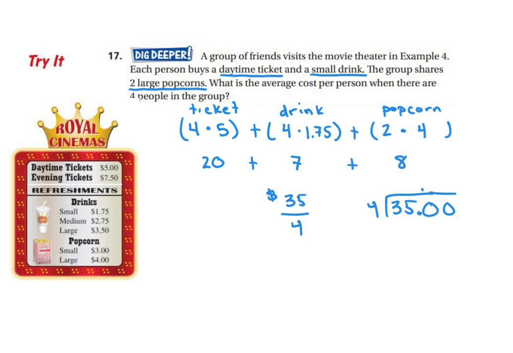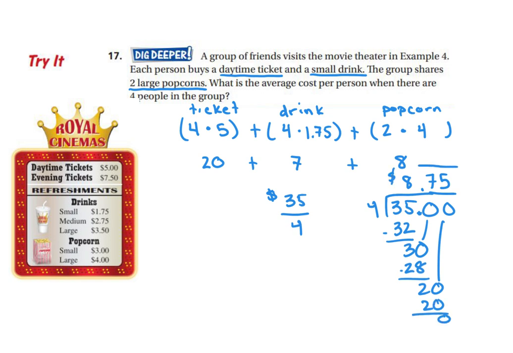4 goes into 35 8 times. 8 times 4 is 32. 4 goes into 30 7 times. 7 times 4 is 28. And 4 goes into 20 5 times. There is no remainder. So on average, each person here is spending $8.75.